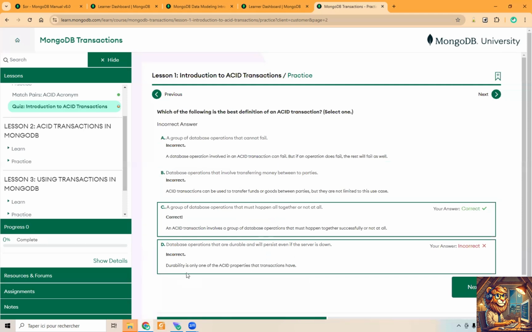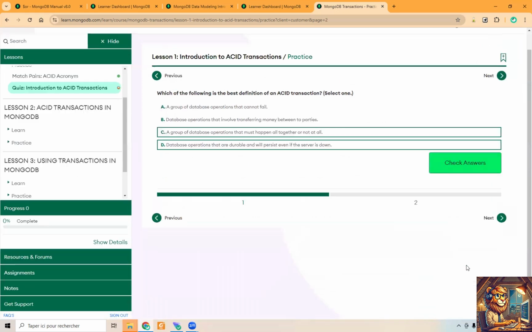Oh no. Okay, it's true. It's only one of the ACID properties, but I guess it's one of them, so it's not totally incorrect, I would say.